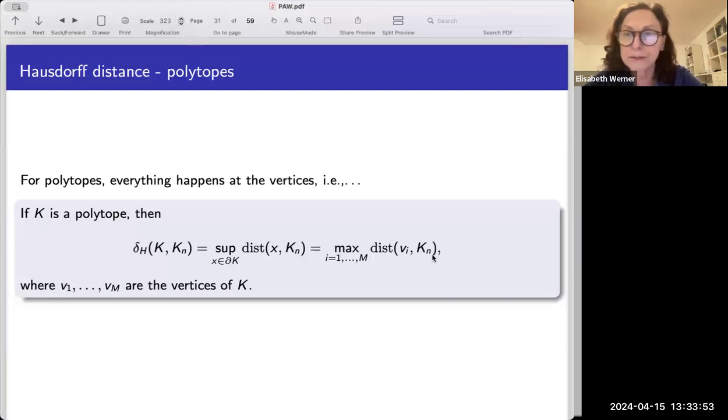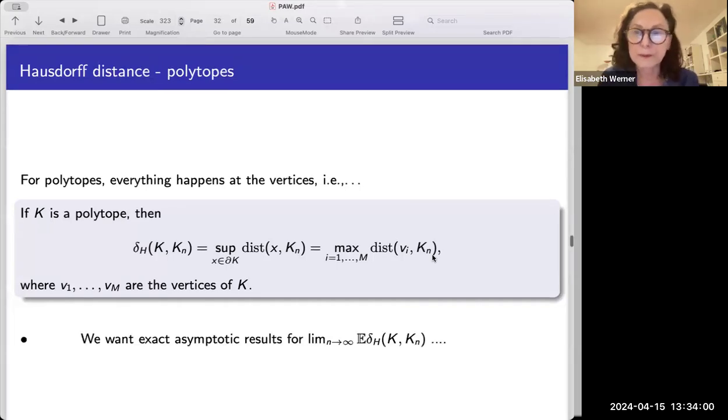Right? So that is probably clear. And now, what we want is what we also already always looked at so far, and what we already realized for the Hausdorff distance in the smooth case. We want to get exact asymptotics for the limit, as the number of chosen points goes to infinity, of the expected Hausdorff distance between K and the random polytope Kn, where K itself now is a polytope.